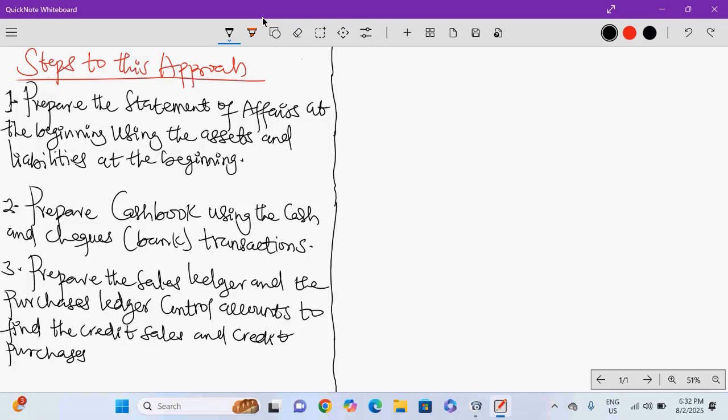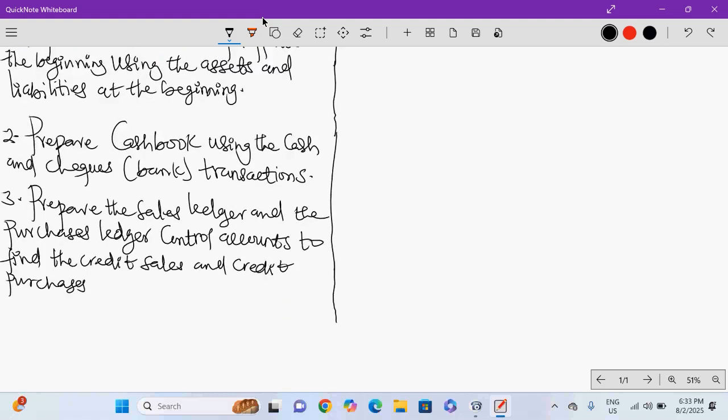If in the question you have already been given sales, and you can already see purchases, there is no need to prepare this. Unless in the question there are no sales and no purchases, then you have to prepare it using the control account. Usually they give you the sales and purchases. So what do you do with this step? You skip it, if there are sales and purchases, and then you move to step 4.